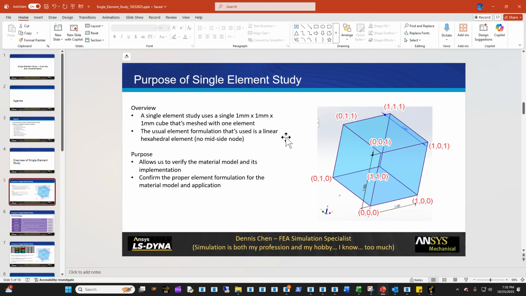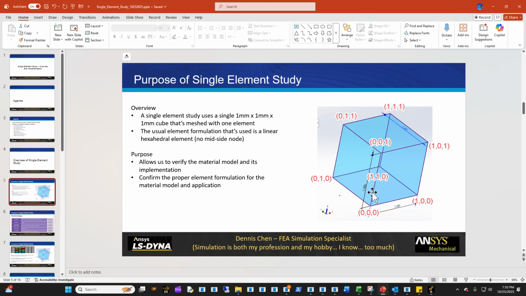Usually this is a linear element, so we don't have any mid-side nodes. That doesn't overcomplicate things. So it gives you a very easy way to support the different nodal constraints for the 8-noded element, and then there are different loads we can apply on the 8-noded element, and then we can essentially evaluate the implementation of, say, for example, a material model based on a specific stress state.